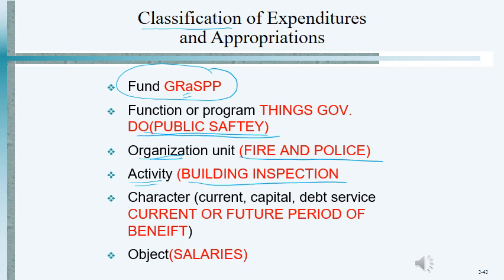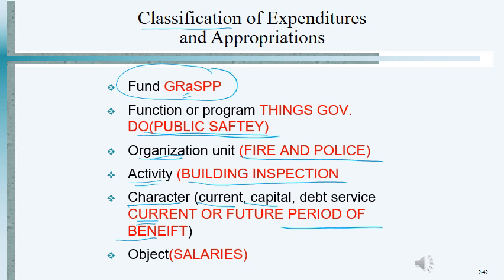Then what? Then we have character. Character talks about the period of benefit. Okay, and so if we say current for our expenditure, that obviously anyone can figure that out, but we put that label on there, current, that obviously means that it's going to benefit the current period, right?